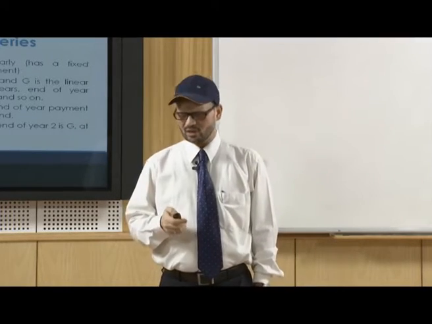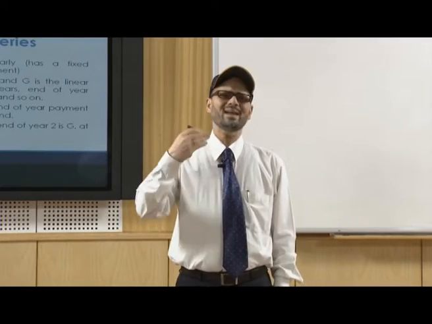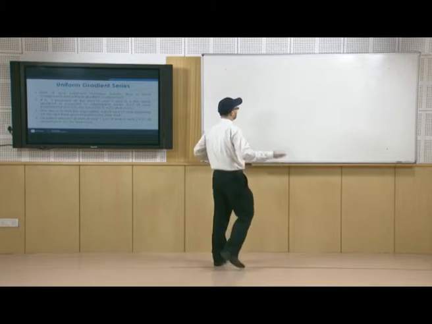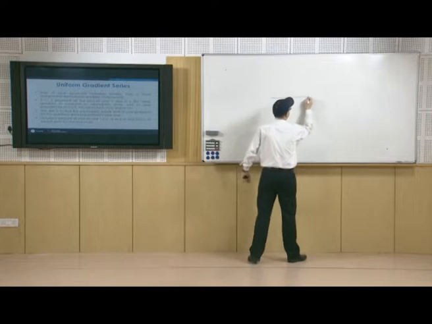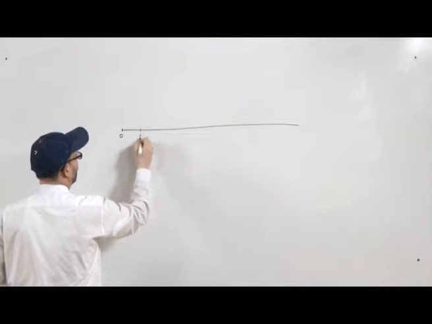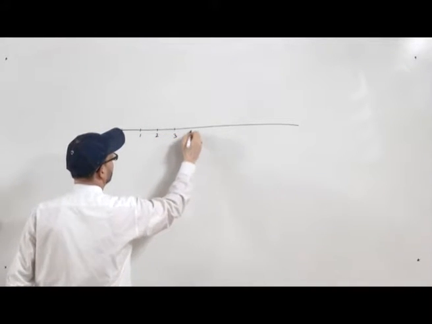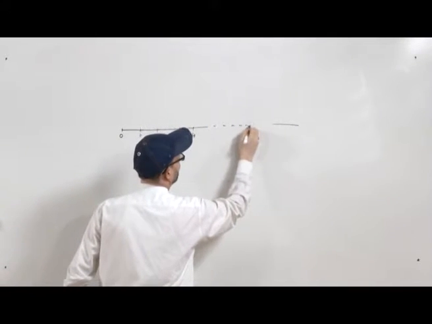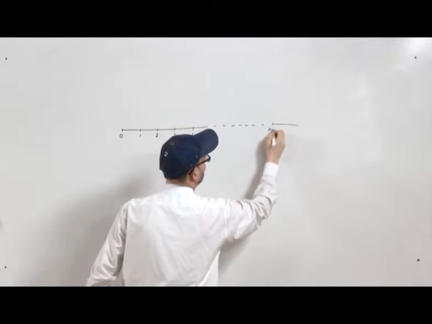Now, in this case we have to find the equivalent annual series. So, the aim is to find the equivalent annual end of year payment for the gradient amount paid every year end. We can see this by referring to the table about the gradient series. As we know, the cash flow diagram for such a series is like this. We have 0, 1, 2, 3, 4, n minus 1 and n.